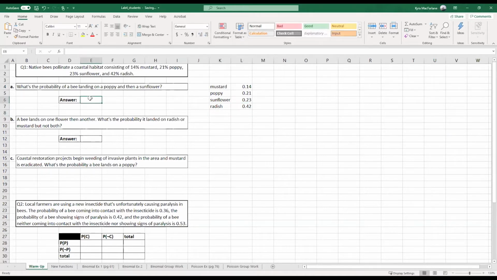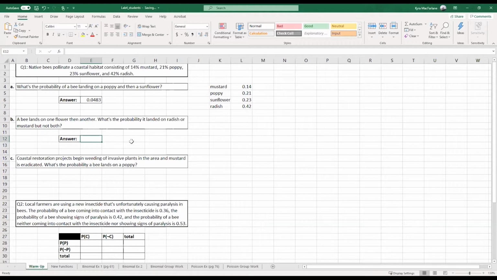Okay, so the probability of two independent events, for one and then the other to happen, is just the probability of event A times the probability of event B. So this is just the probability of poppy times the probability of sunflower. For B, we have a bee that lands on one flower, then another. What's the probability it landed on a radish or a mustard, but not both?